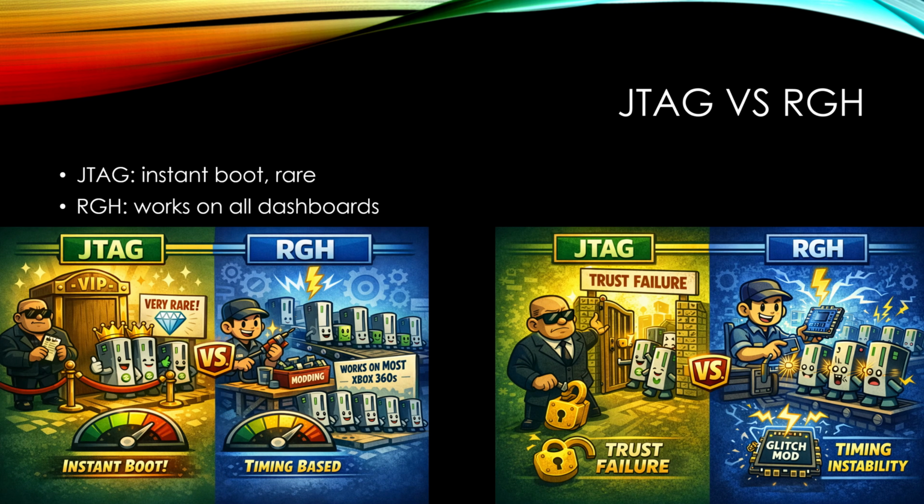Now comparing the two, JTAG is fast but very rare. RGH works on more Xboxes. RGH reintroduced execution control by exploiting timing instability, whereas JTAG relied on trust failure.